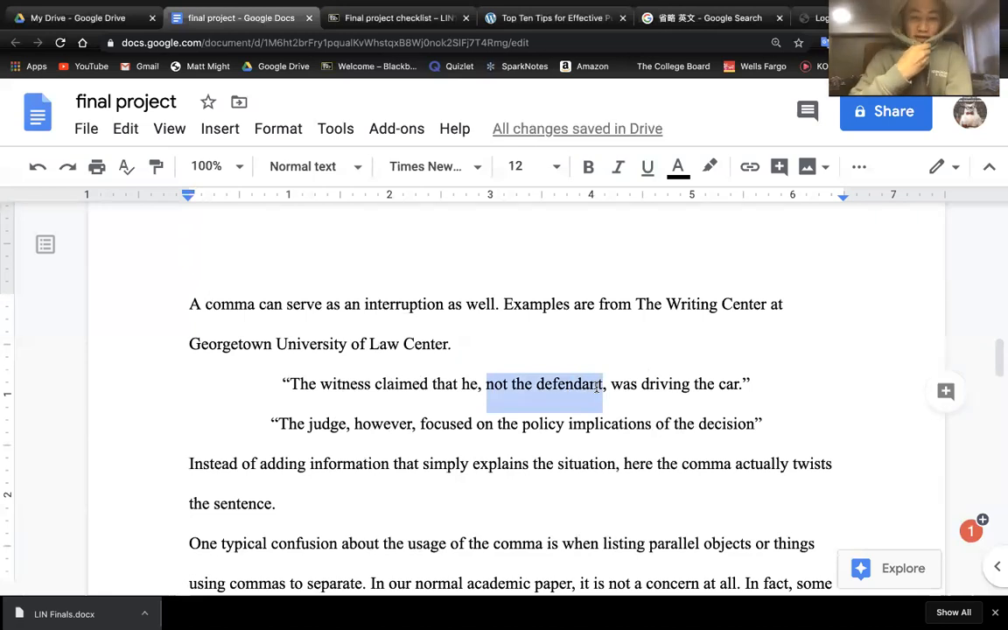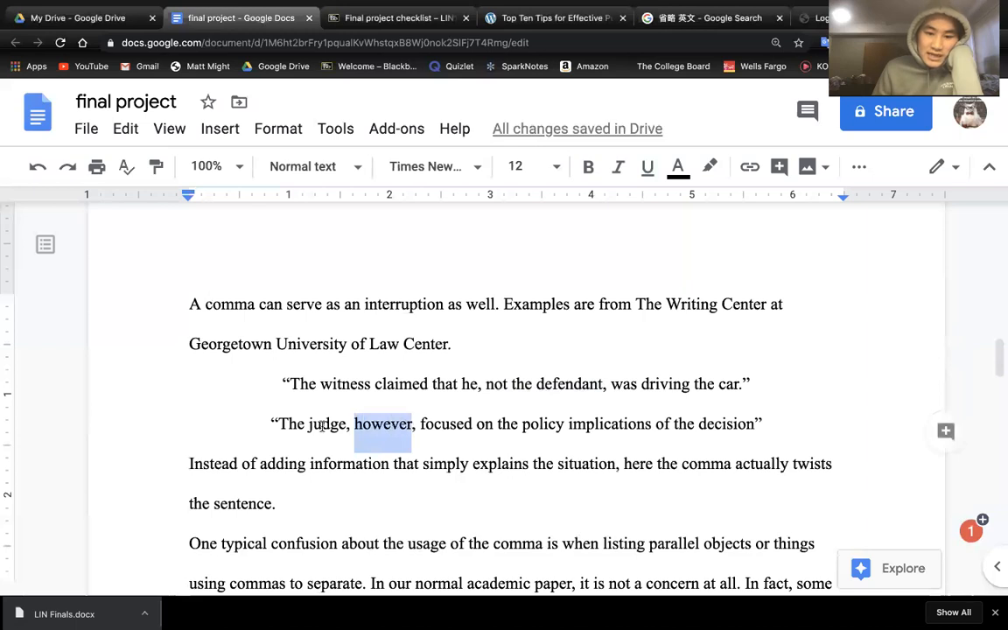So the witness claimed that he, not the defendant, suggesting that he is strictly the witness, and not other people other than the witness, was driving the car, was doing these actions. If we omit this, it will create confusion or ambiguity that maybe "he" is the other person, the defendant, or maybe other people. Second sentence: the judge, however, focused on the policy implications of the decision.